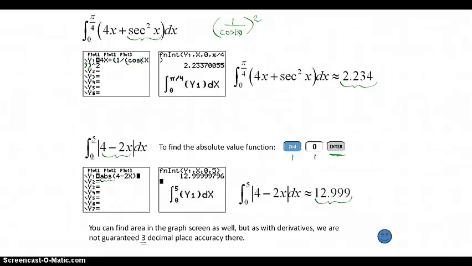All right, so this is one video. Come to class next time. We'll have some examples and we'll practice putting functions into Y1 and evaluating the definite integral and letting our calculator do the hard work for us.